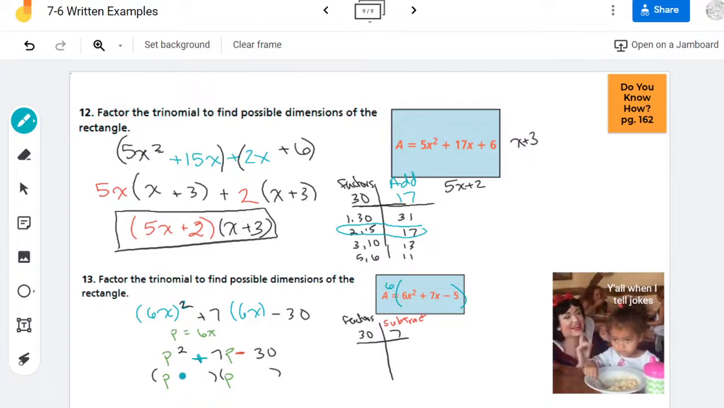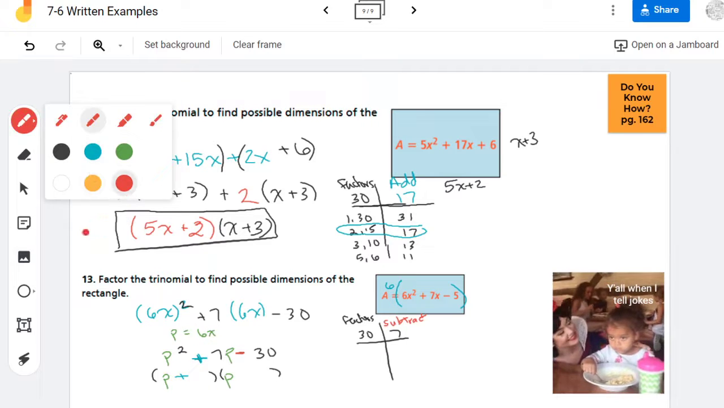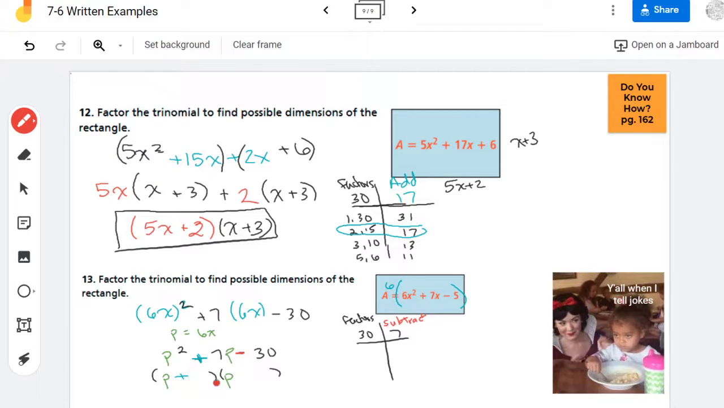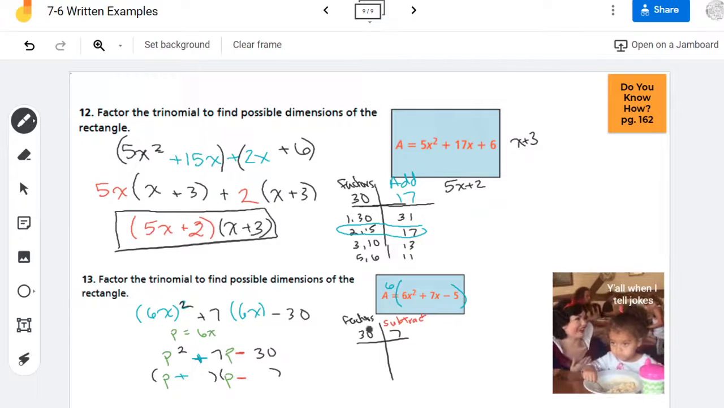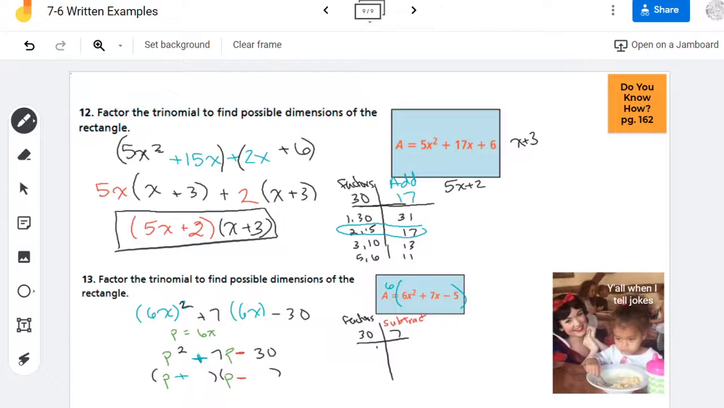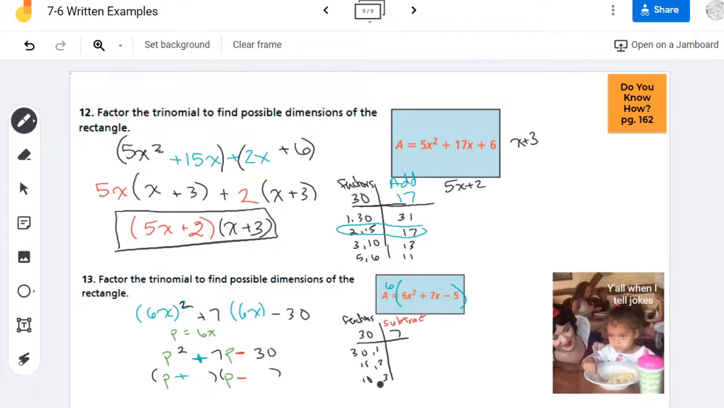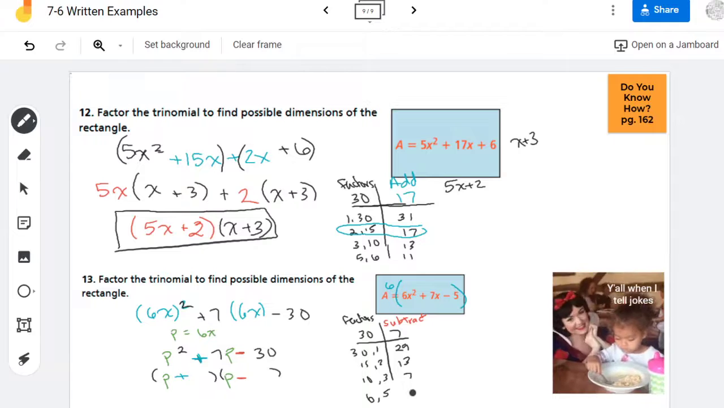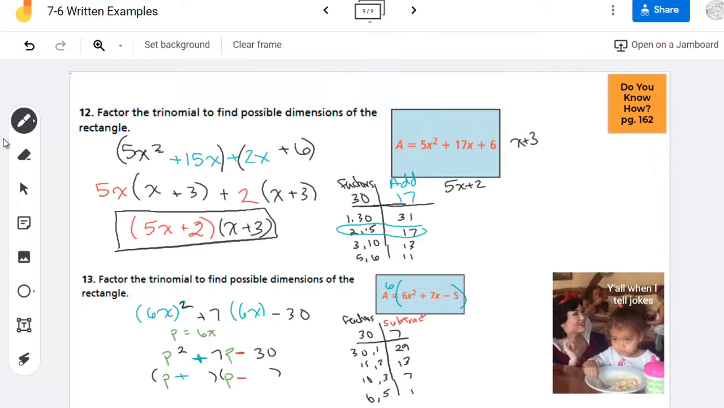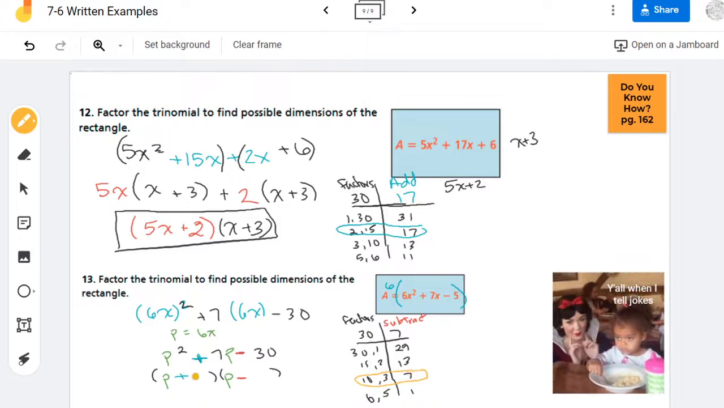My first sign's a plus, so it falls down. And my second sign is a minus here, which means that these have to be opposites. So now let's deal with those 30s. I know I have 1 and 30, 2 and 15, 3 and 10, and 5 and 6. And when I subtract, I get 29, 13, 7, and 1. So you can see that this third set, the 10 and the 3, come down here.